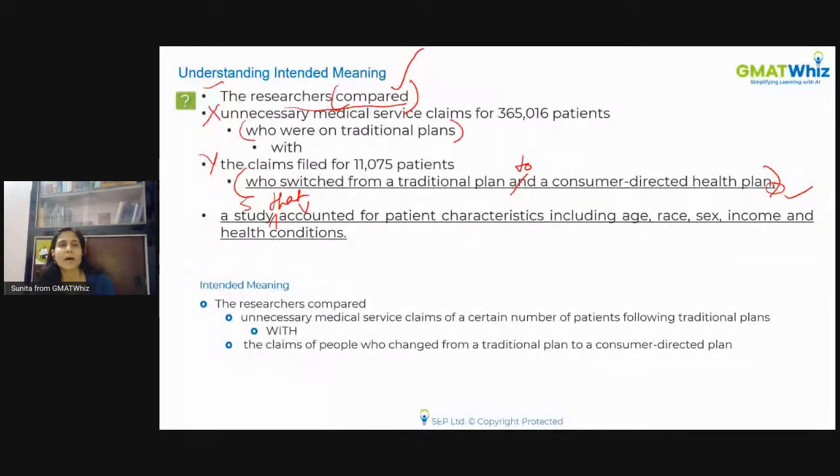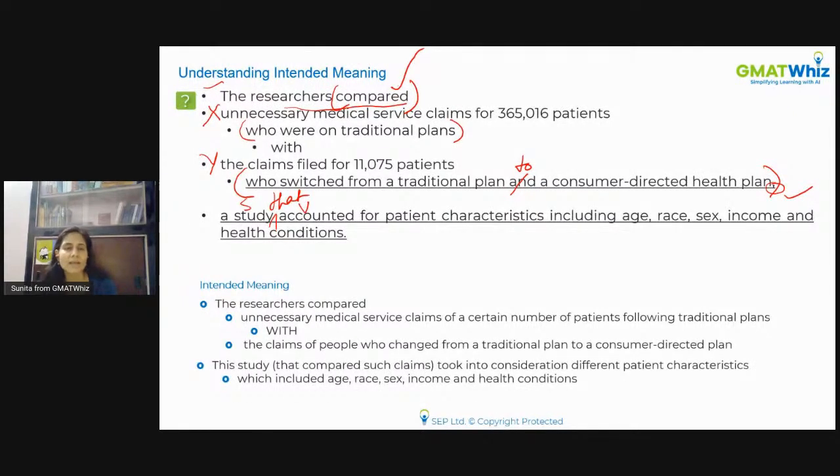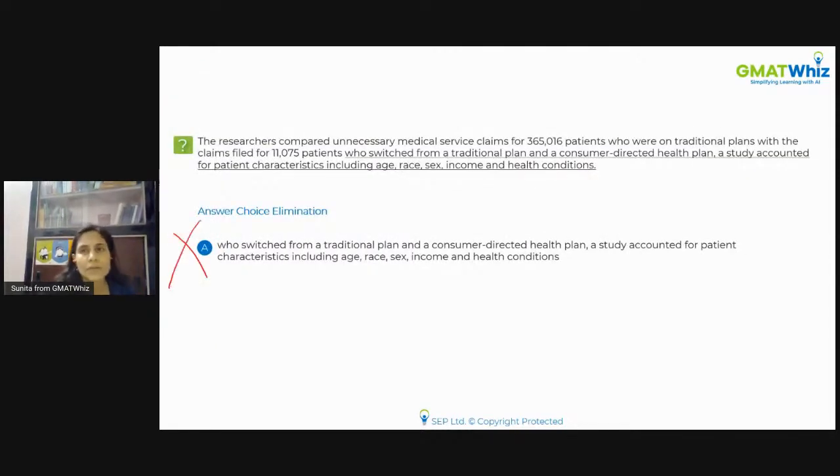So researchers compared unnecessary medical service claims of a certain number of patients following traditional plans with the claims of people who changed from a traditional plan to another plan, all right? And this study that compared such claims took into consideration different patient characteristics, which included age, race, sex, income, and health conditions. All right, so straight away A is incorrect for the reasons just discussed. It should be a study that accounted, and we should have a from and to, okay? B, so we have a from and to here, but then we still have a study that is missing here. So B is also out.